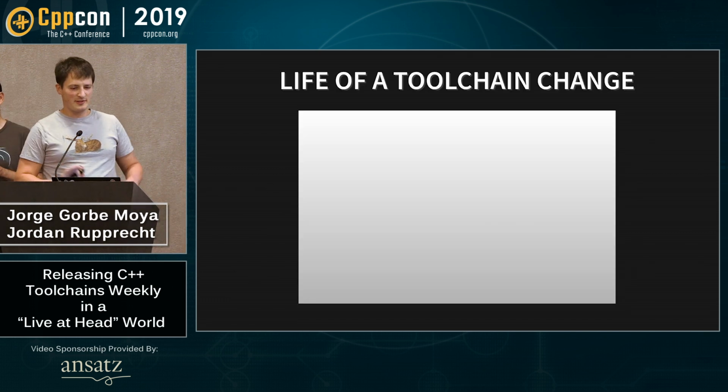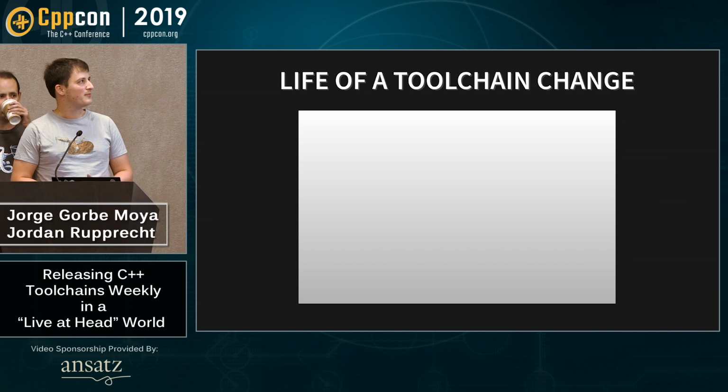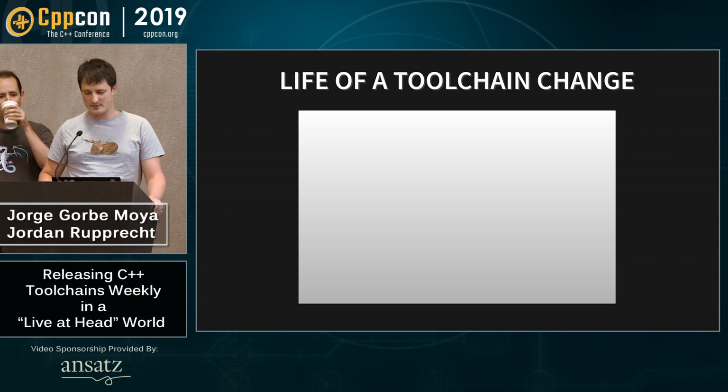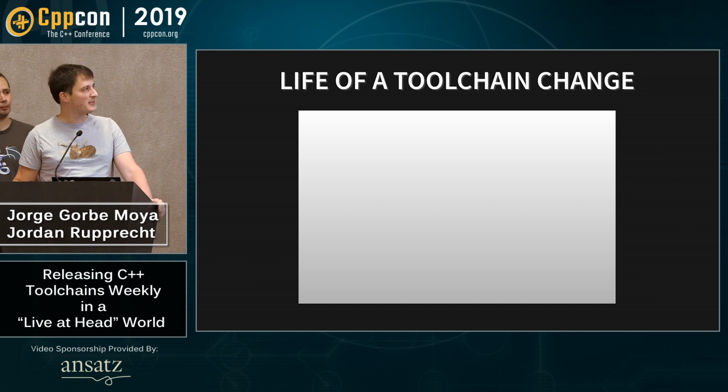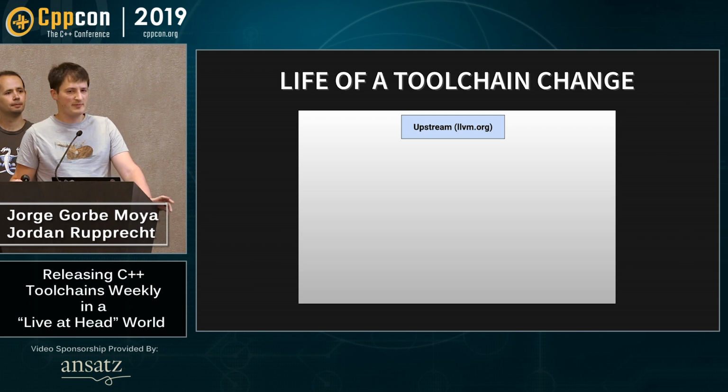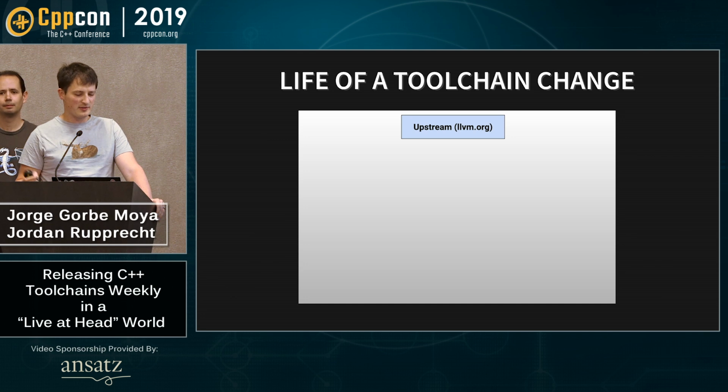Okay, so that's a very quick overview of our infamous monorepo. And so I'm going to give you another quick overview, this time of how a toolchain change lands in our system. As mentioned, we're an LLVM-based toolchain, so the process starts when a developer submits something upstream, and this is an external repository.